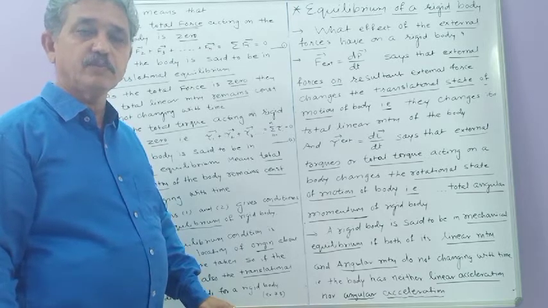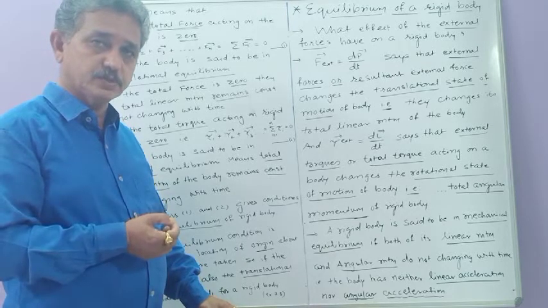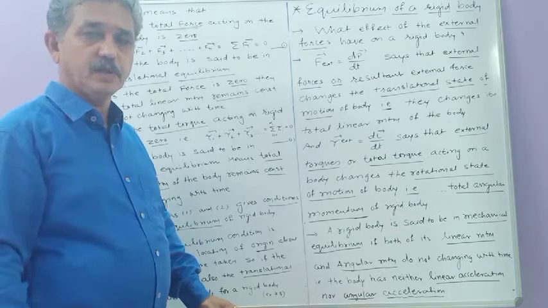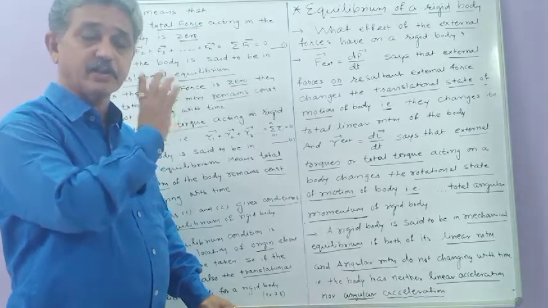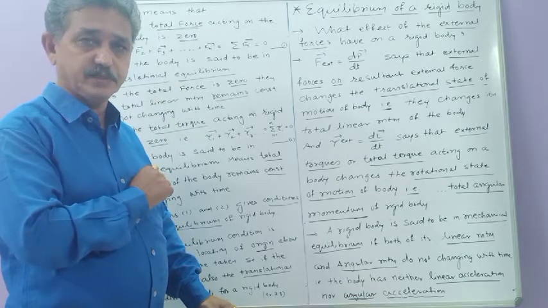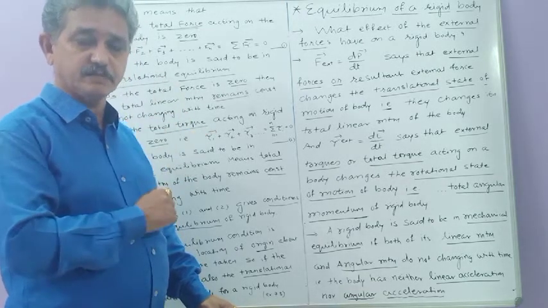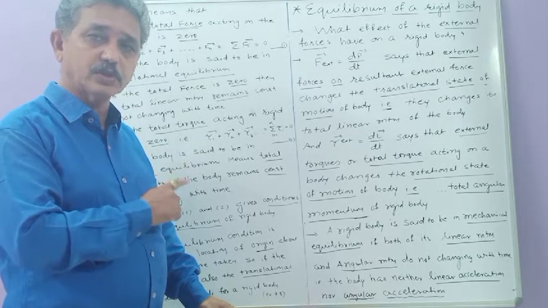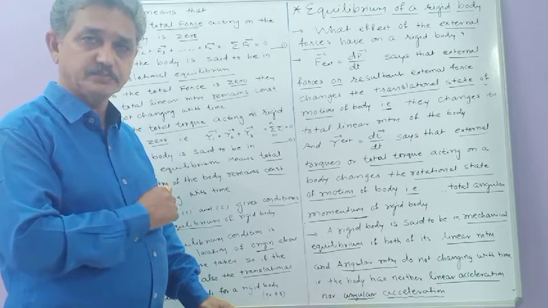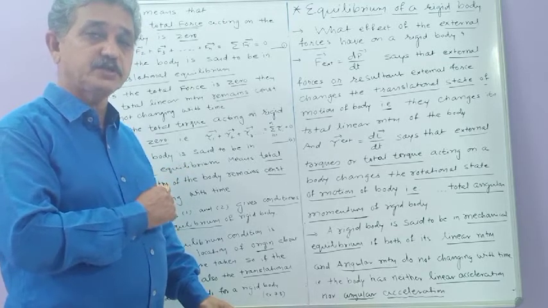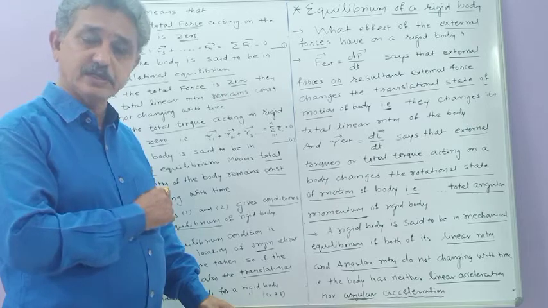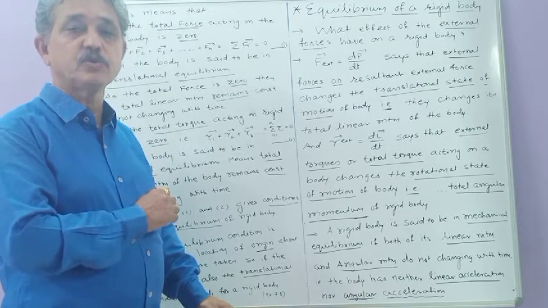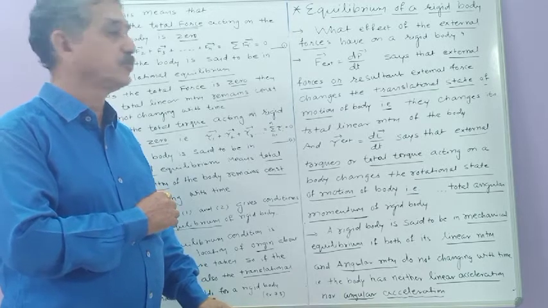In that topic we saw Newton's third law of motion for rotational motion, which was d vector capital L by dt equal to tau external. That means the time rate of change of total angular momentum of a rigid body is equal to the resultant external torque acting on the body. So this is said to be Newton's third law for rotational motion.